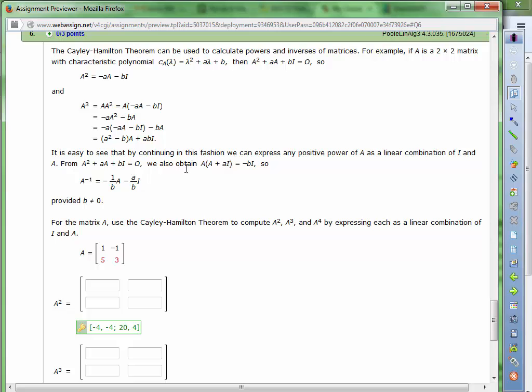So it's easy to see by continuing in this fashion. So this is the first power, or the second power looks like this, and the third power looks like this. We can express any positive power of A as a linear combination of I and A. And so if we have the negative first power, we have this linear combination. So for matrix A, use the Cayley-Hamilton theorem to compute A squared, A cubed, A to the fourth by expressing it as a linear combination.